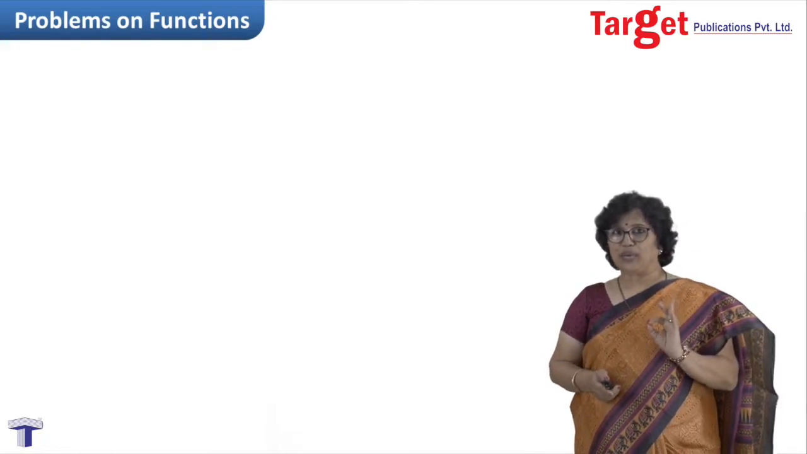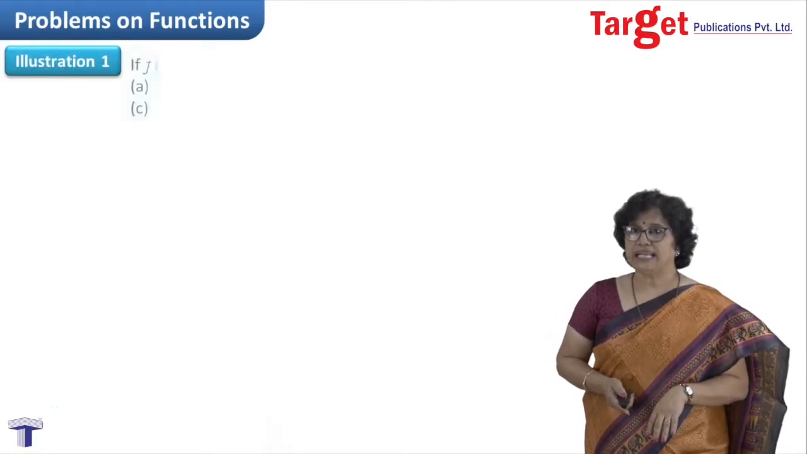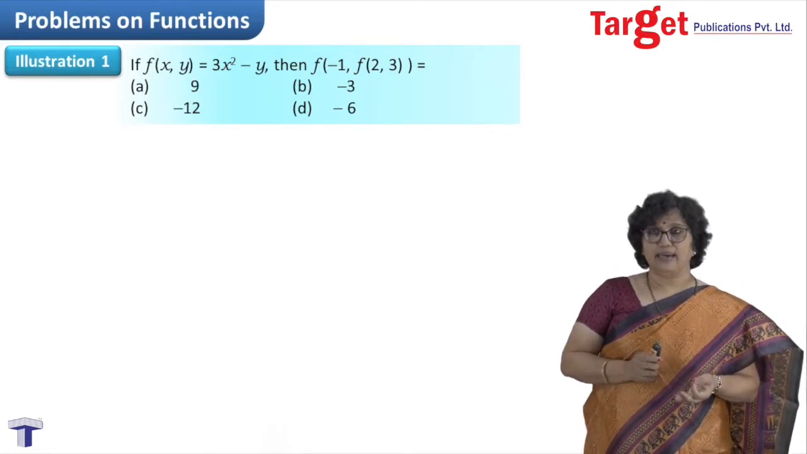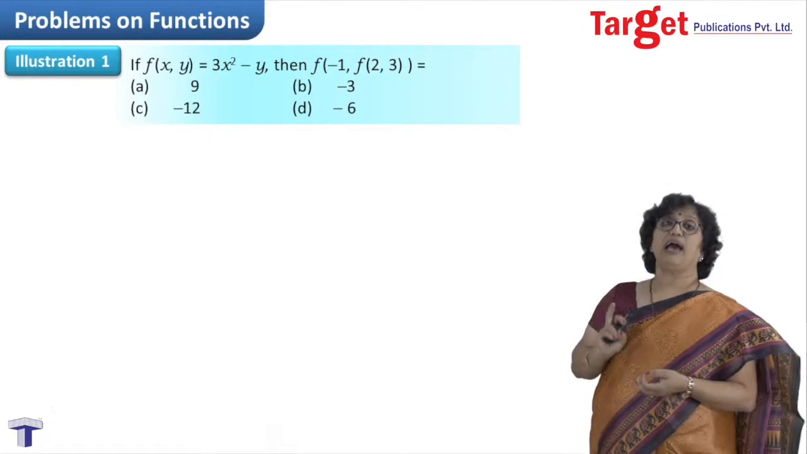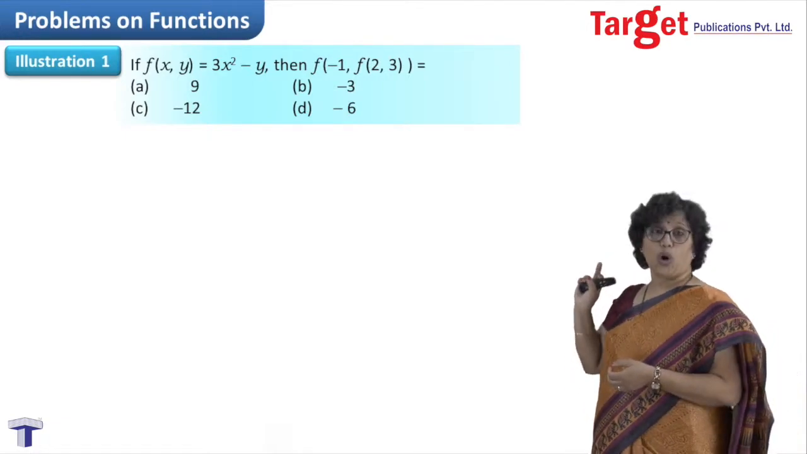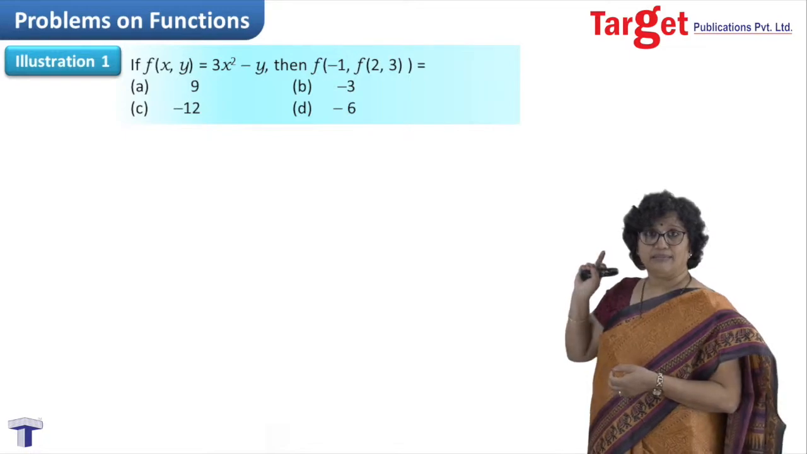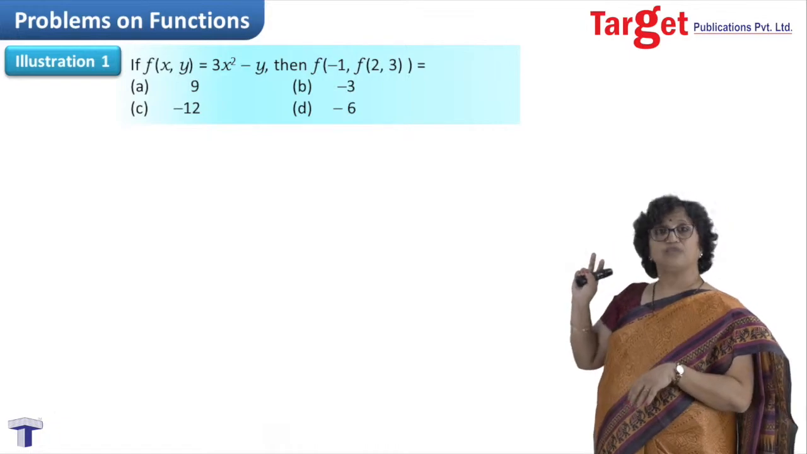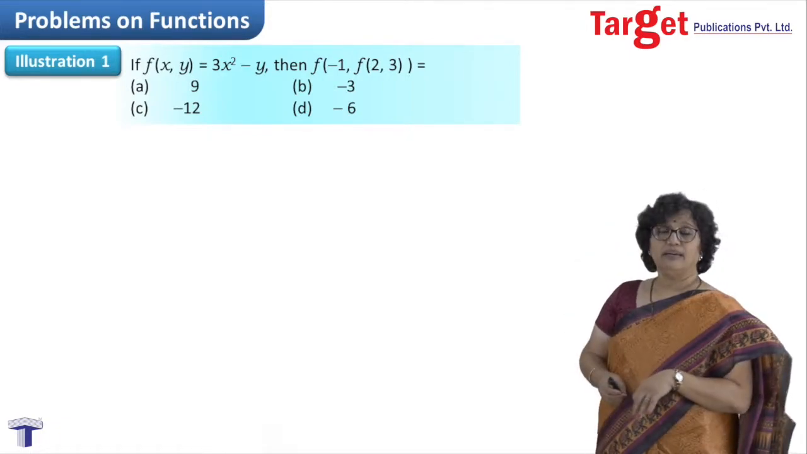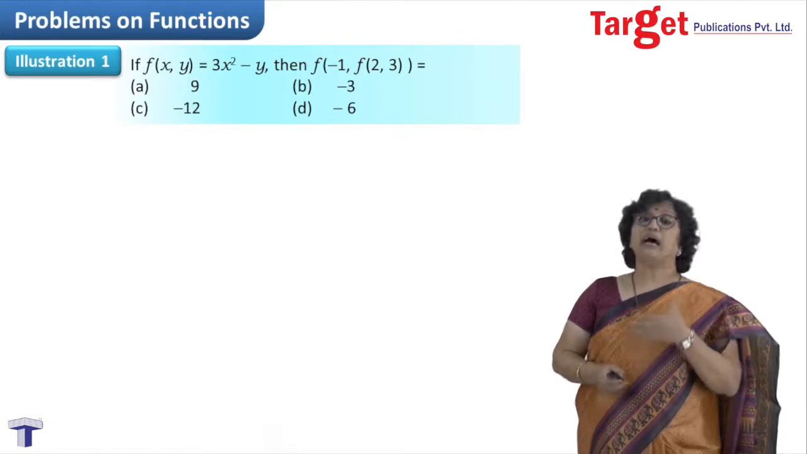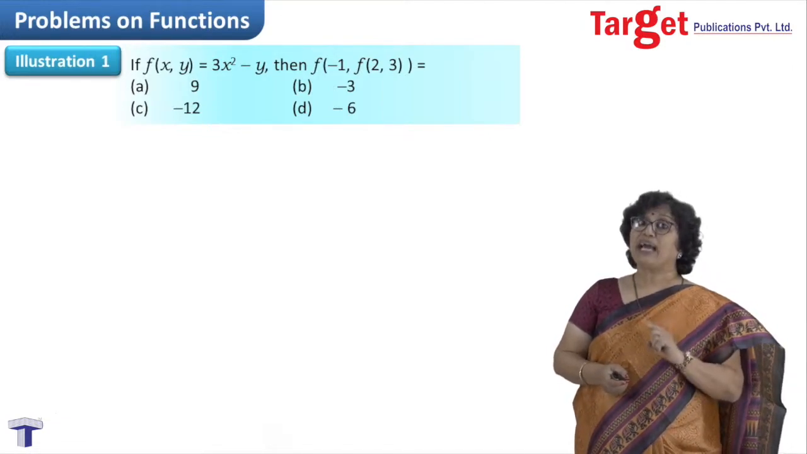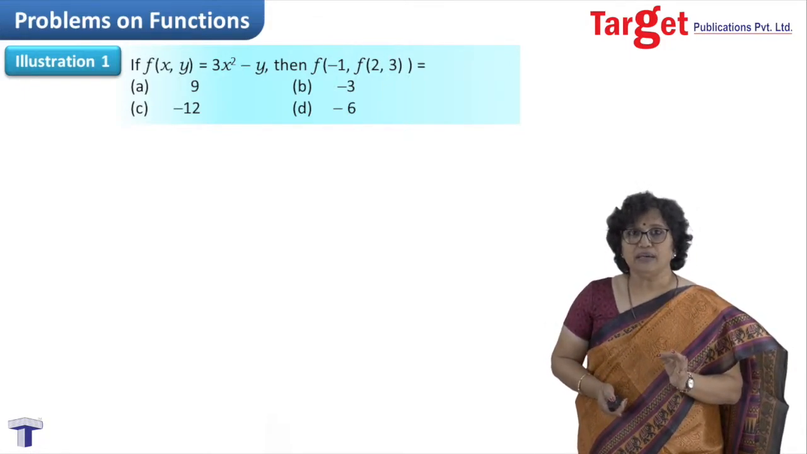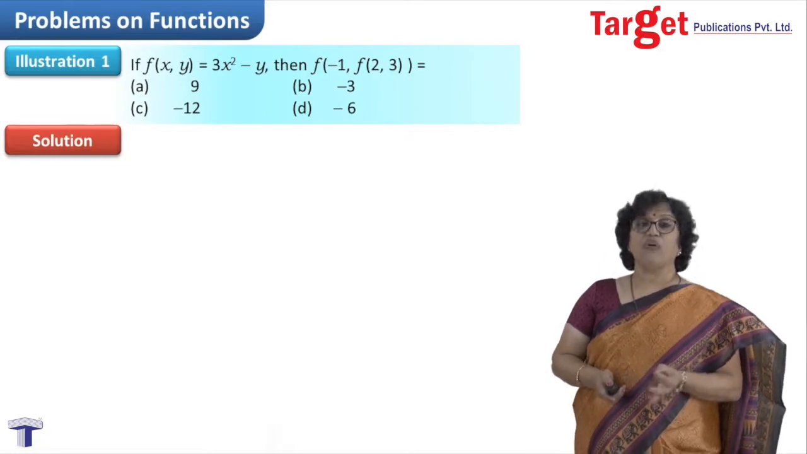The first one, I'll try to keep extremely simple. Let us take that if f(x, y) equals 3x squared minus y, then we are asked to find f(-1, f(2, 3)). Now when you read f(-1, f(2, 3)), what does it tell you? That I am given f(x, y), and in place of y, I am writing f(2, 3). So your first step should be that I will have to find f(2, 3).